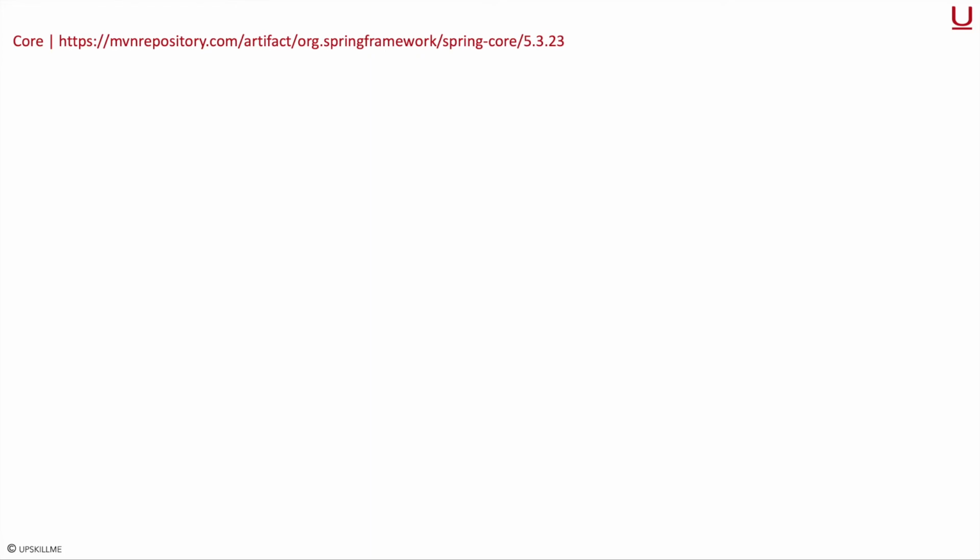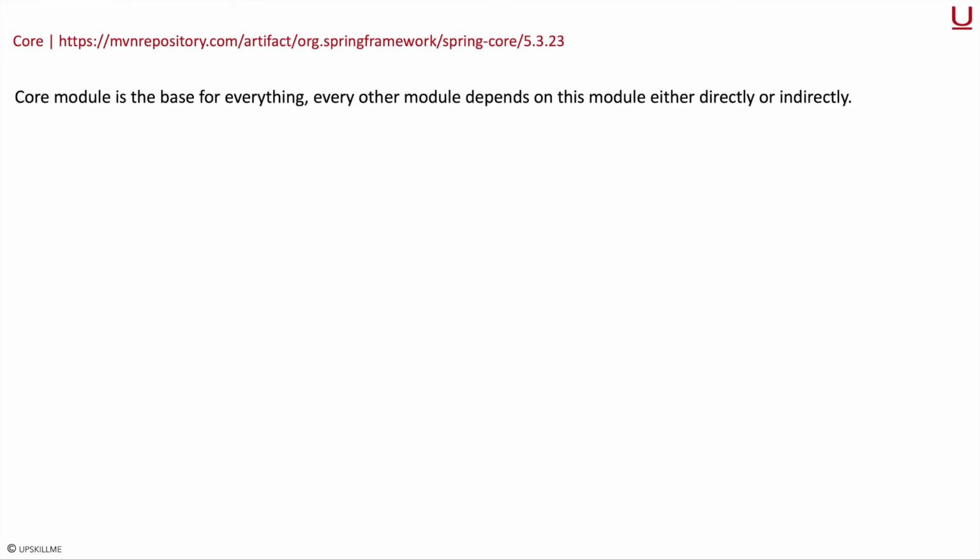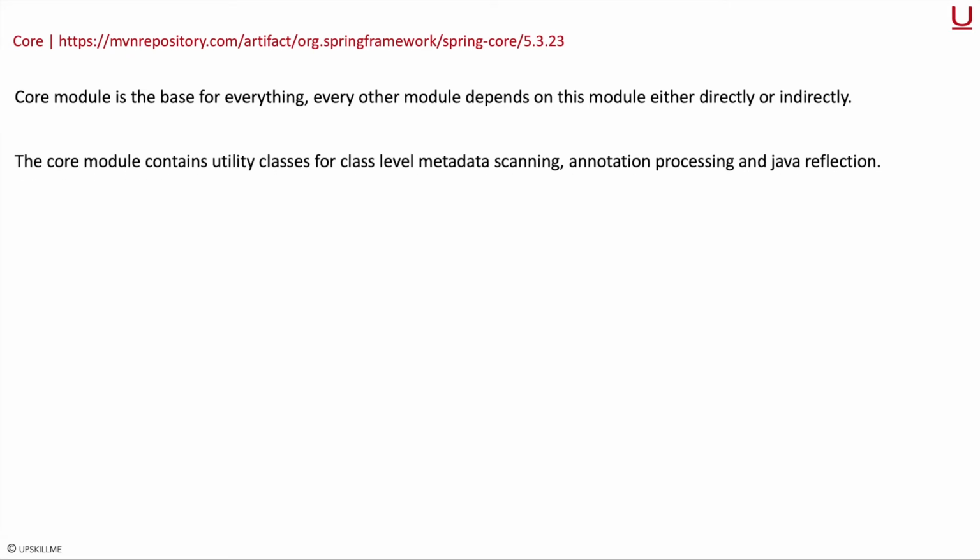The first one is core module. Core module is the base for everything. Every other module depends on this core module, either directly or indirectly. The core module contains utility classes for class level metadata scanning, annotation processing, and Java reflection.